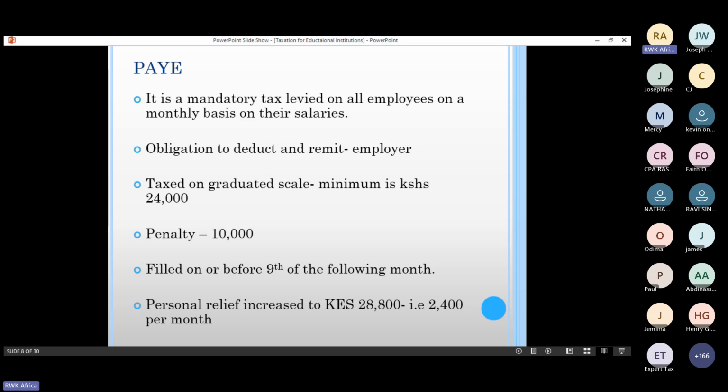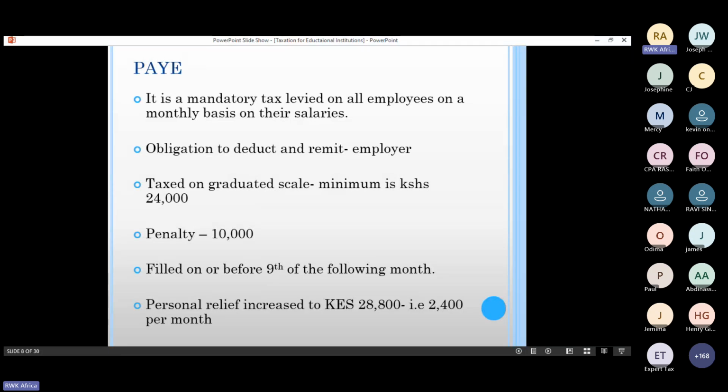So the pay-as-you-earn is a tax levied on the employees on their monthly salaries. So it's done on a monthly basis on the employees' salaries, and it is submitted by the employer. So you as the employee, it's not your responsibility to deduct and pay the pay-as-you-earn to KRA. It's the employer who should be having the pay-as-you-earn obligation. They deduct the taxes from the employee's salary and remit to KRA. So at the end of the day, failure to remit that, the employer will have a penalty to pay and interest accruing from any unpaid taxes.